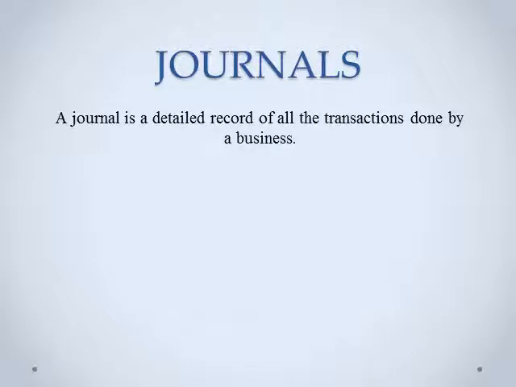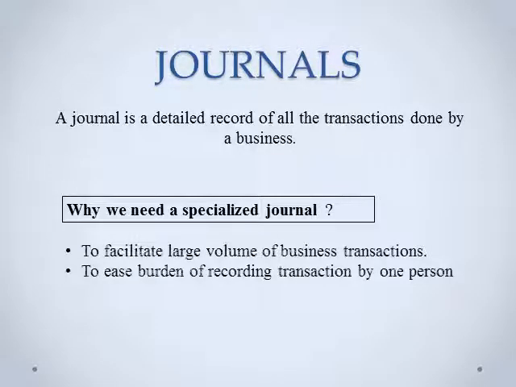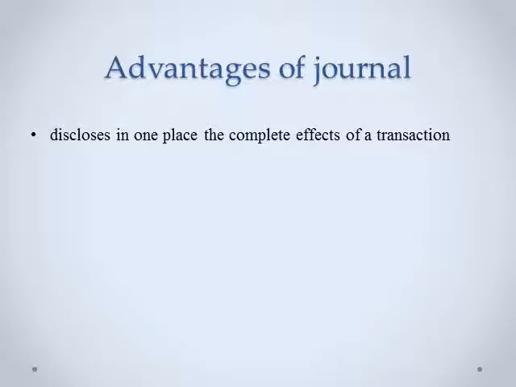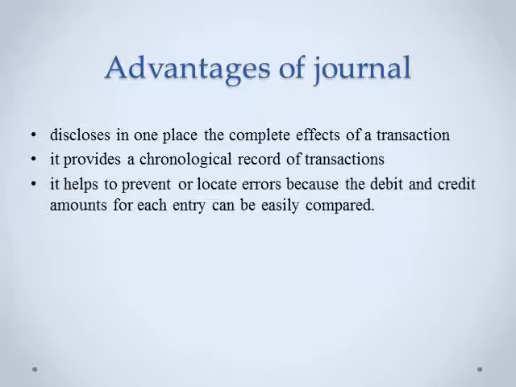And why do we need a specialized journal? It is to facilitate a large volume of business transactions and to ease the burden of recording transactions by one person. The advantage of a journal is that it discloses in one place the complete effect of a transaction, and it provides a chronological record of transactions. It also helps to prevent or locate errors because the debit and credit amounts for each entry can be compared.